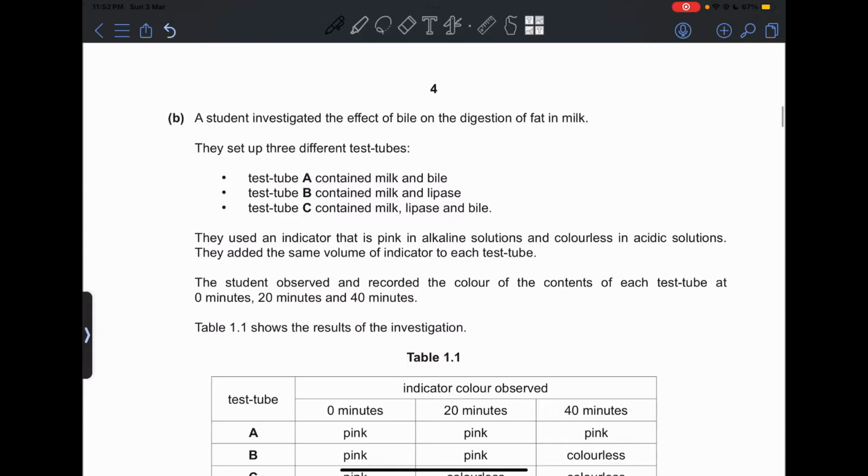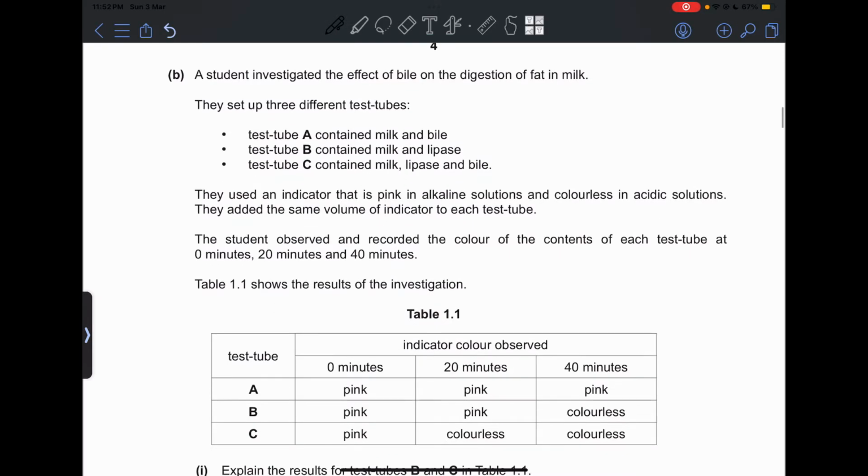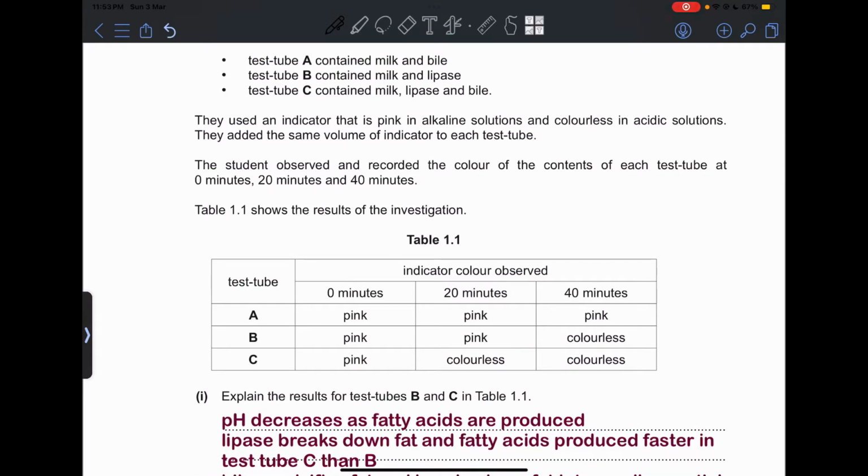Now question 1b says, a student investigated the effect of bile on the digestion of fat in milk. They set up 3 different test tubes. Test tube A contained milk and bile. Test tube B contained milk and lipase. Test tube C contained milk, lipase, and bile. They used an indicator that is pink in alkaline conditions and colorless in acidic conditions.